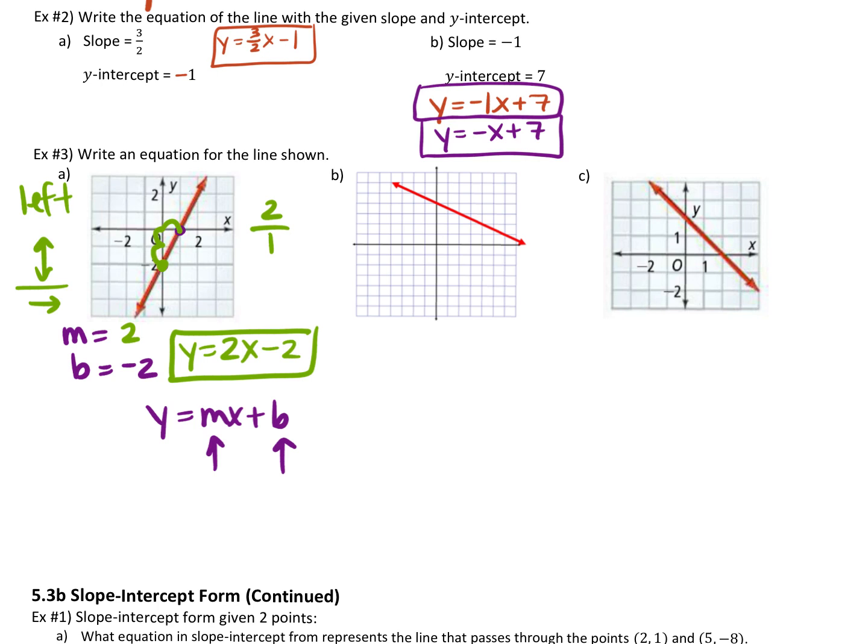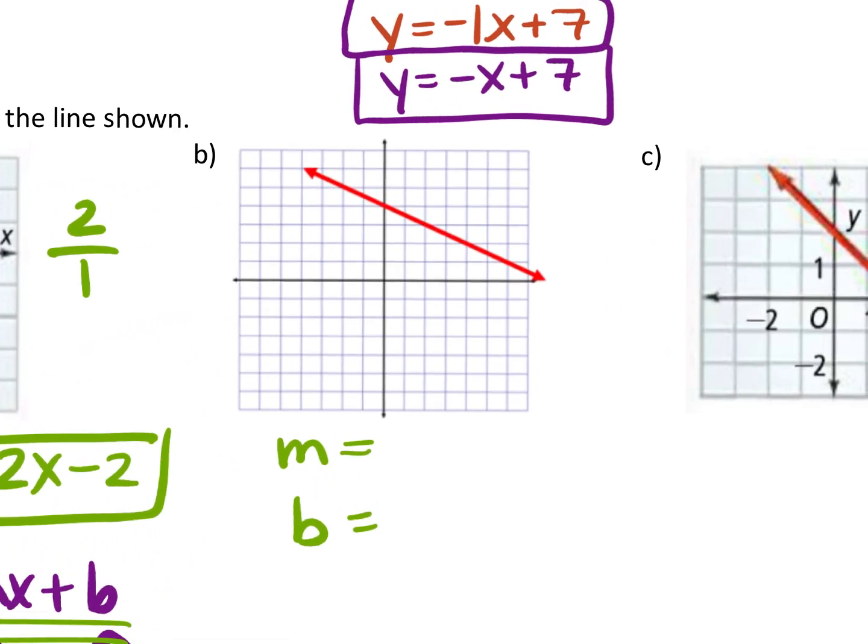All right, letter B. Again, we want a slope and we want a y-intercept. And then we're going to put it into that y equals mx plus b. So if you look here, tell your neighbor what b is. B would be this point. So that's a y-intercept of 4. Okay, tell your neighbor what slope you see.